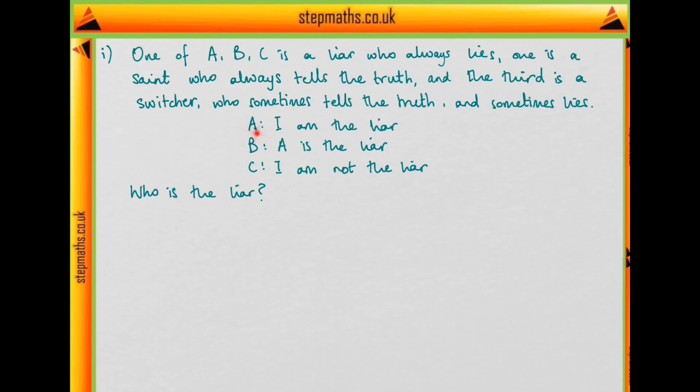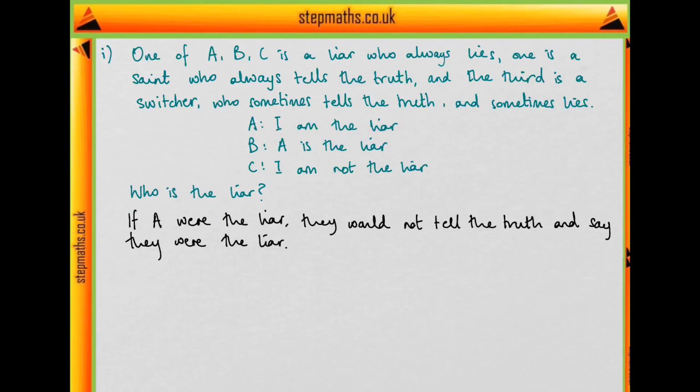They make these three statements. A says, "I am the liar," B says, "A is the liar," and C says, "I am not the liar." And we want to know who is the liar among A, B and C. First of all, A's statement is rather suspicious. If they really were the liar, then they wouldn't be able to tell the truth and say that they were the liar. So we know A can't be the liar.